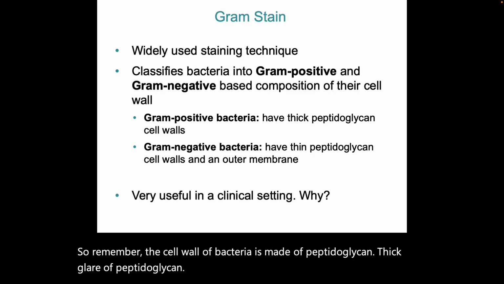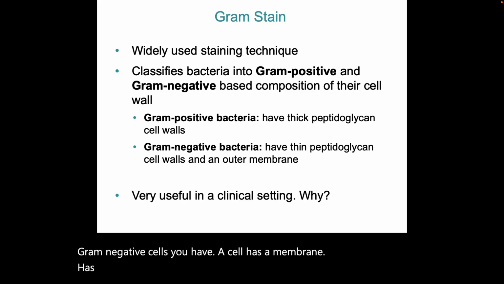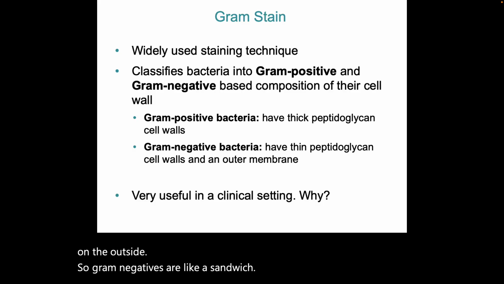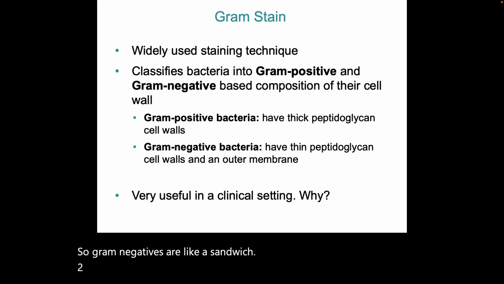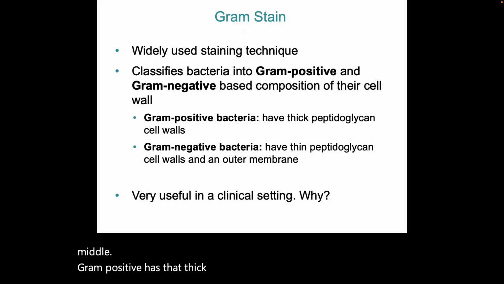Gram-negative cells, you have a cell, has a membrane, has a very thin layer of peptidoglycan, it has a whole another membrane on the outside. So gram-negatives are like a sandwich. 2 membranes with a little thin layer of peptidoglycan in the middle. Gram-positive has that thick layer of peptidoglycan on the outside.